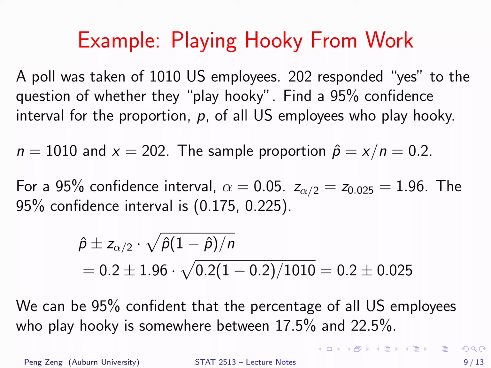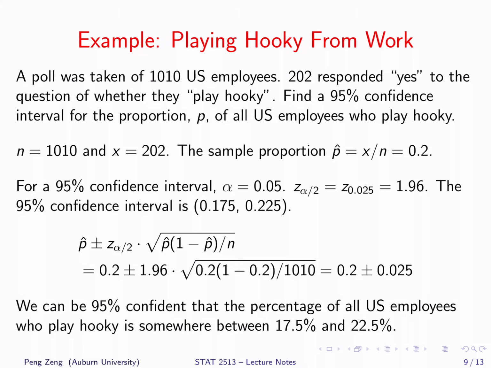Here, x equals 202 and n equals 1010. Since both x and n minus x are larger than 5, we can use the one-proportion z interval procedure. The sample proportion is p hat equals x over n equals 0.2. For a 95% confidence interval, alpha equals 0.05, and z alpha over 2 equals z 0.025 equals 1.96.